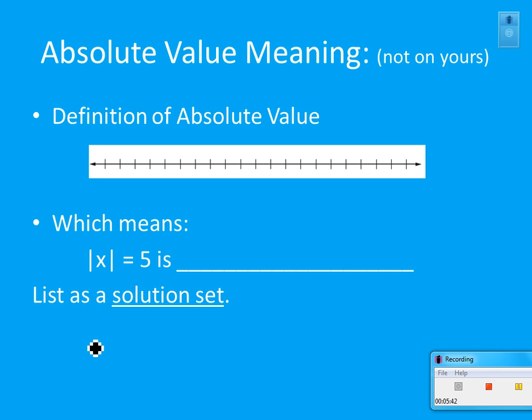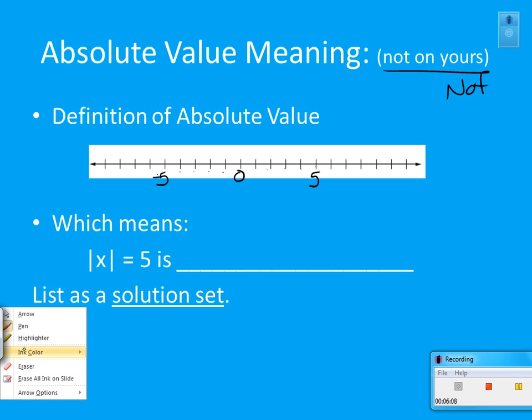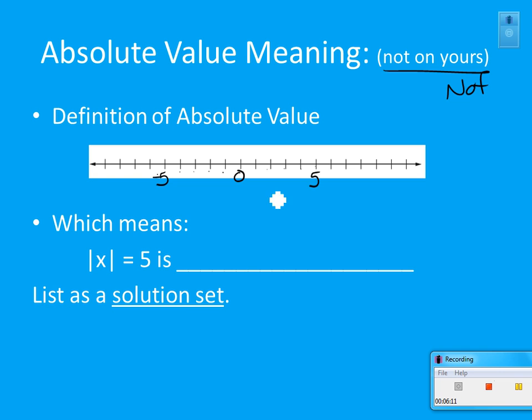Absolute value, like I said earlier, just means distance from 0. This one is not on your sheet. So the absolute value of some number equals 5, here's what it means. I want you to start at 0. Go 5 units to the right. Go 5 units to the left. And tell me what numbers you end up at. Well, when you went to the right, you ended up at 5. And when you went to the left, you ended up at negative 5. So whenever you see absolute value, there's usually going to be 2 answers.